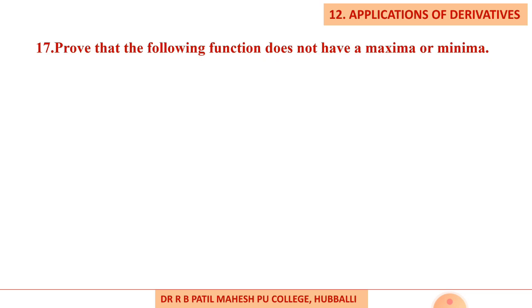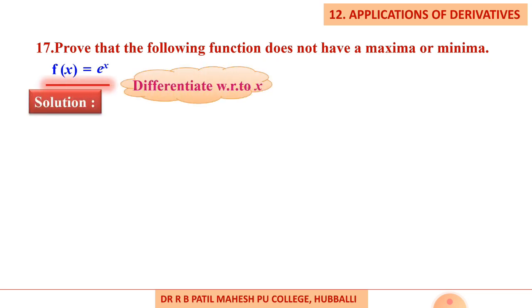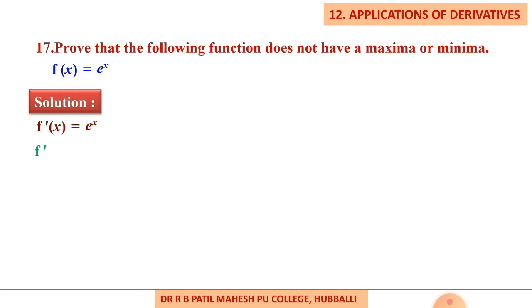Next, example number 17. Prove that the following function does not have a maxima or minima. So in this example, the given function is f of x equal to e raised to x. So differentiate this function with respect to x, that is f dash of x equal to e raised to x, because the derivative of e raised to x is e raised to x. Next, equate this term with 0, that is f dash of x equal to 0, that is e raised to x equal to 0.